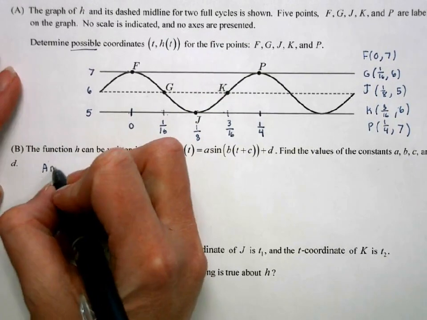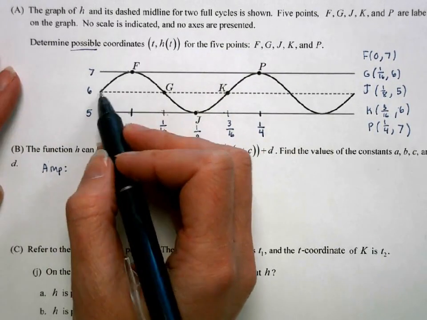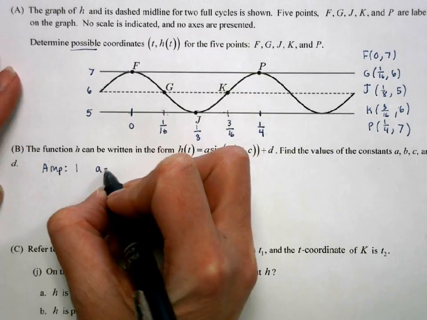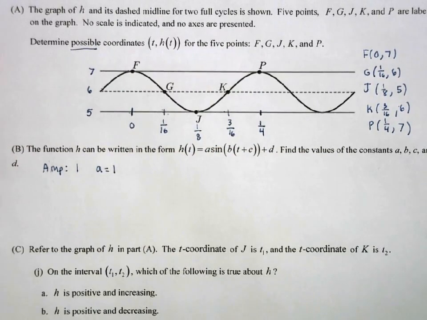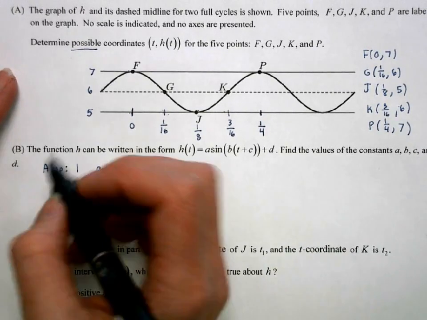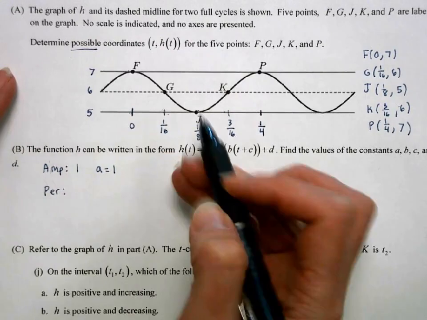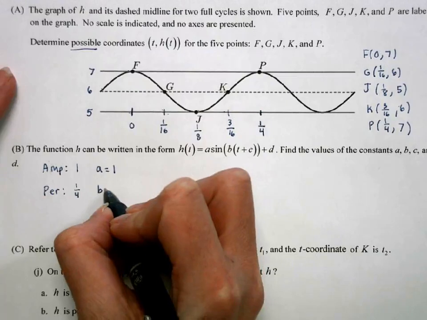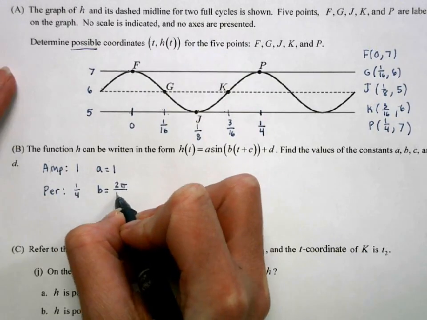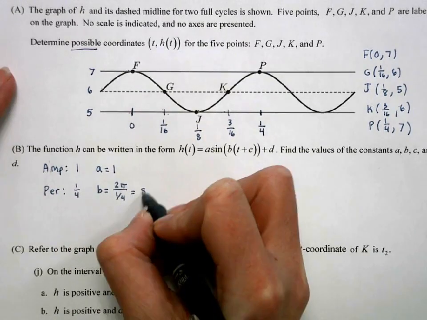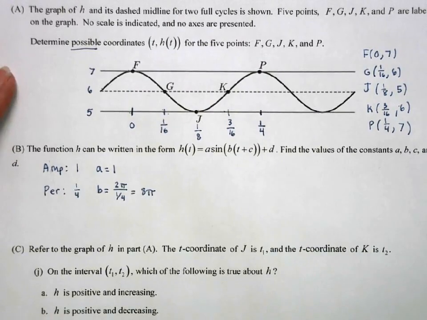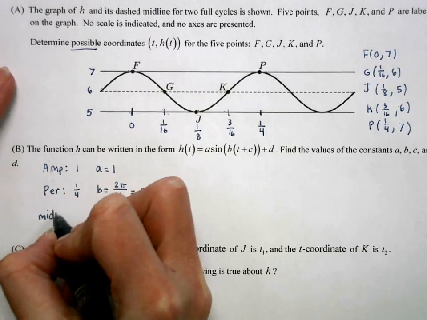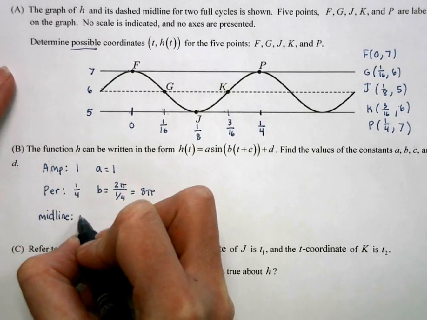going to be 1, which means my A is going to be 1, potentially -1, depending on whether we want to do a positive sine or a negative sine. My period is how long it takes to complete one cycle, which we said was 1/4. So my value for B is going to be 2 pi divided by 1/4, which will be 8 pi. I'm going to come back to the phase shift as last. My midline is y equals 6, which means my value for D is going to be 6.